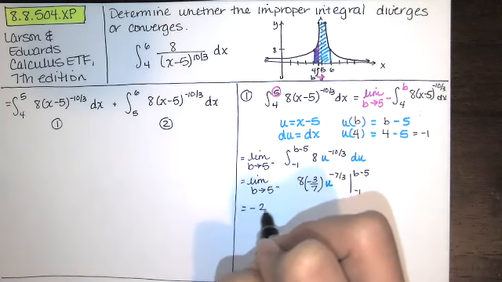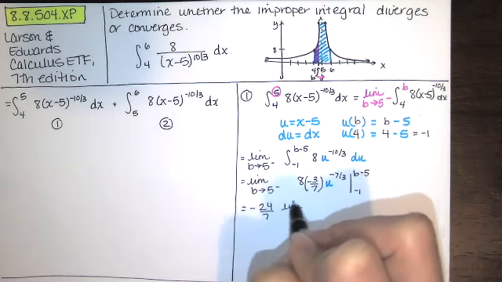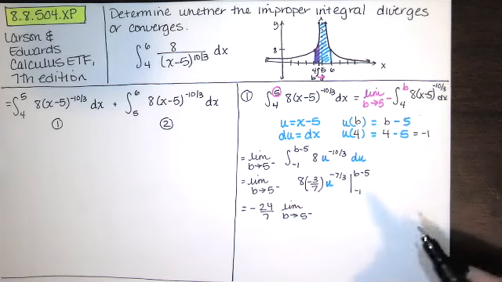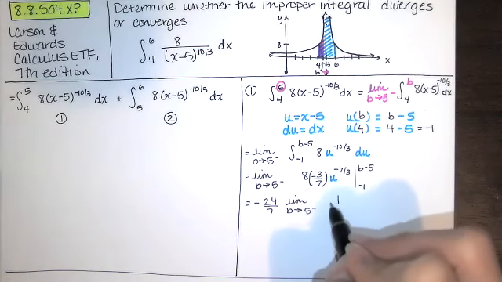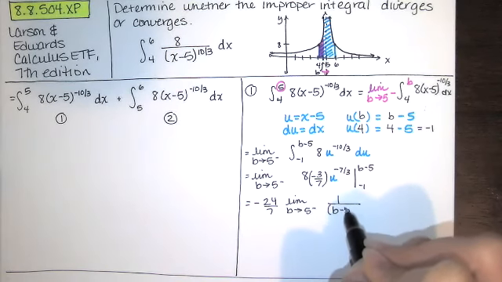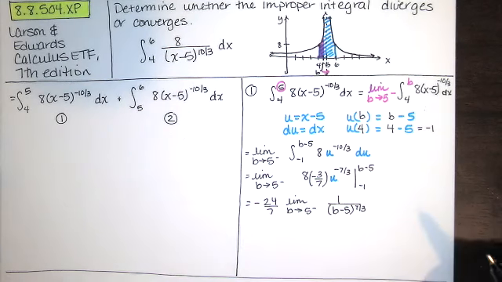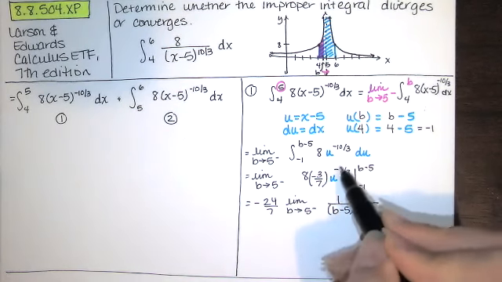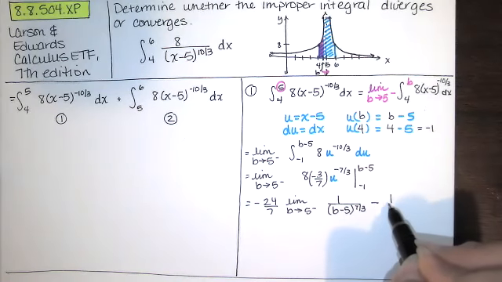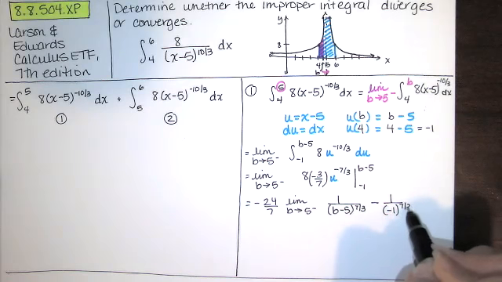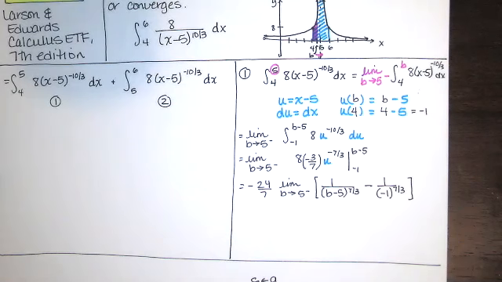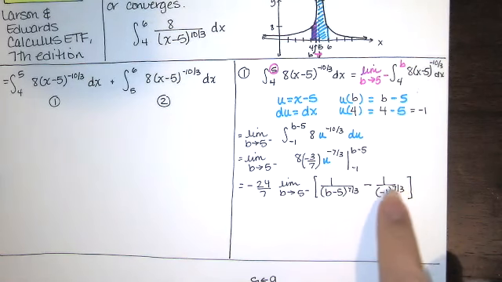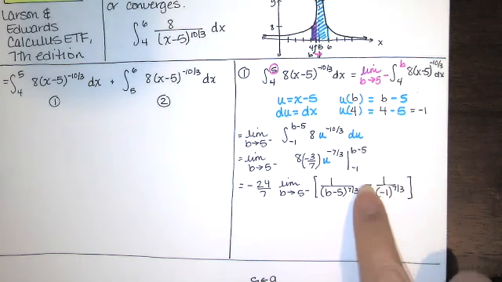Now I'd like to take out that negative 24 over 7. It's just a constant. So this is going to be b minus 5 to the negative 7/3. I would rather write that as 1 over b minus 5 to the positive 7/3. And then we're subtracting this evaluated at negative 1. So we've got minus 1 over negative 1 to the 7/3 power. Negative 1 to the 7th is negative 1. You take the cube root of that and you're going to get negative 1. So we have a minus a negative 1 here. So it's going to be positive 1.